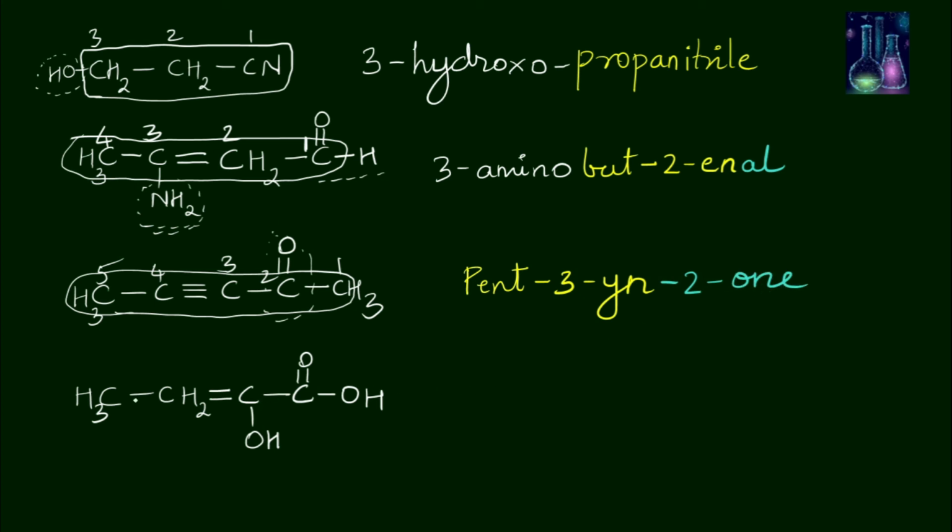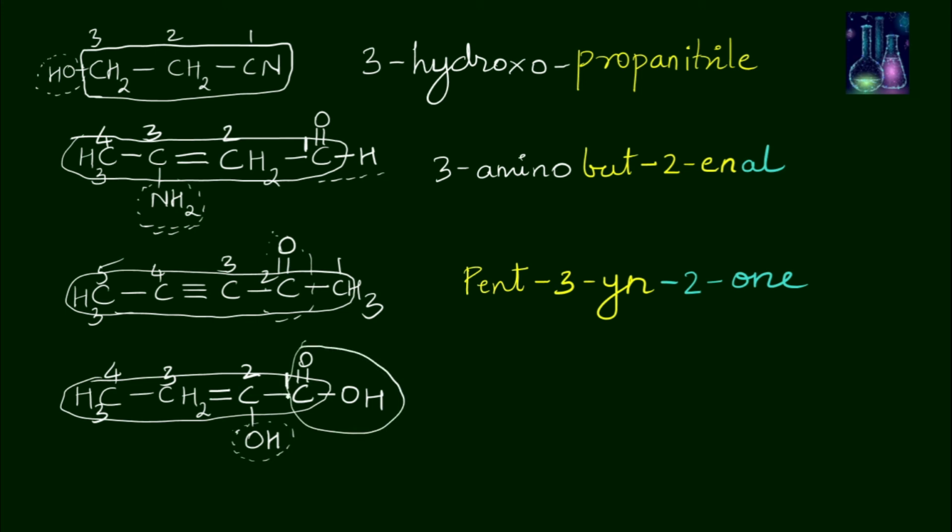Next, this is the longest carbon chain. 1, 2, 3, 4. Carboxylic gets the first priority. First, second, third, fourth. Now in this case, the OH here is the substituent. Now please, this is a hydroxyl group. Don't consider this as an alcoholic group. This is carboxylic acid. Okay.